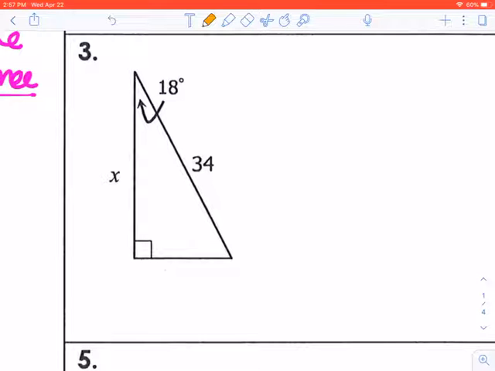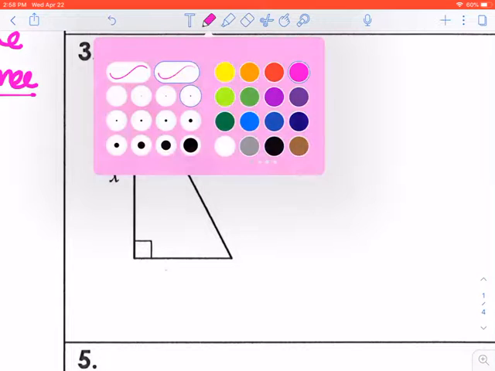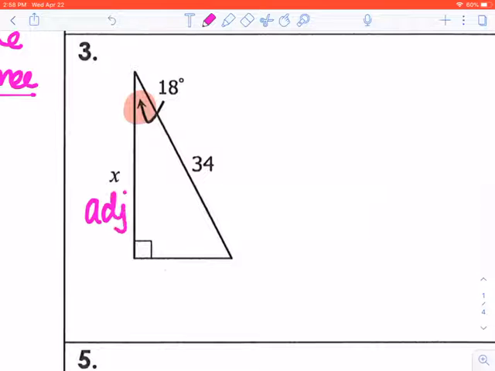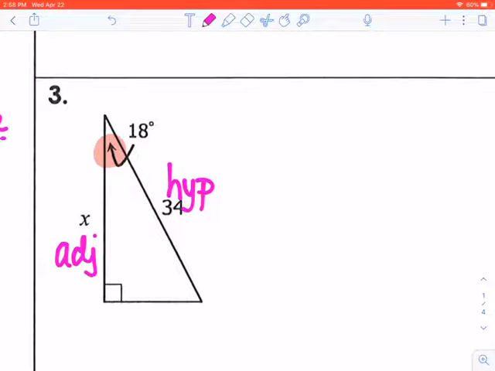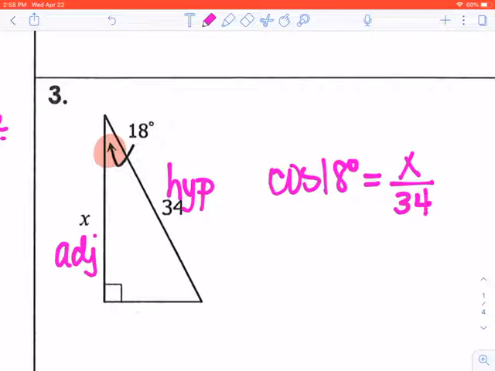Same idea. We start with the angle that's given to us. That's this angle, 18 degrees, and I look at the information they gave us. They gave us this side x, which is adjacent to the 18 degrees, and this side 34, which is the hypotenuse. Using SOHCAHTOA, that's going to be our cosine function. So I'm going to say cosine of 18 degrees is equal to x, the adjacent, divided by the hypotenuse 34.